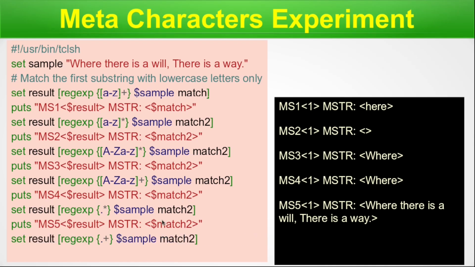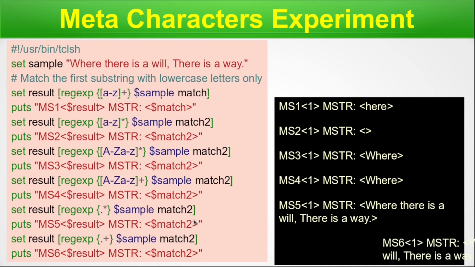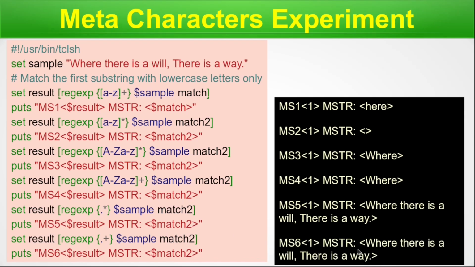Now if I change star to plus, what happens? The output also remains the same, because it has to find at least 1 occurrence, and here since dot means anything, it has to pick up everything in the entire string.